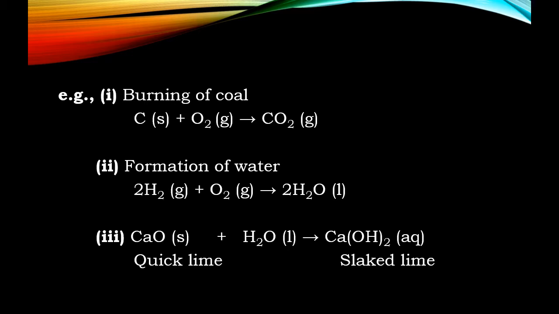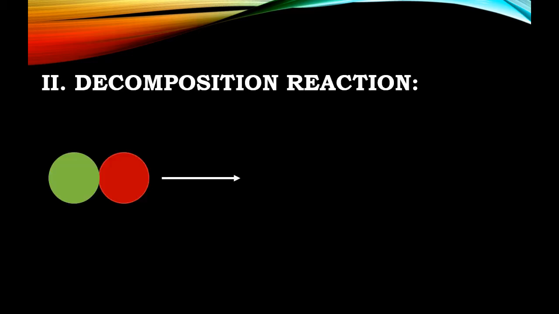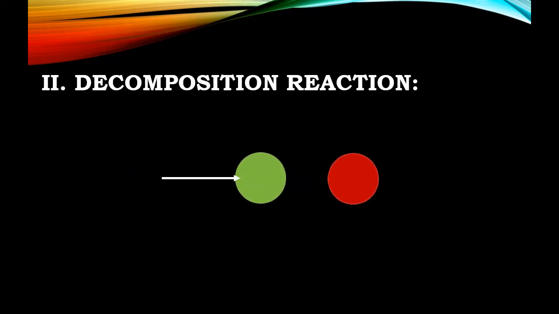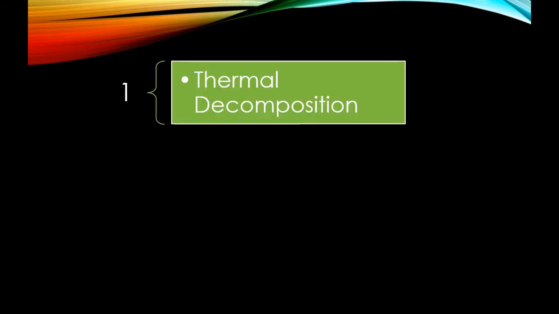Now let's talk about the second type of chemical reaction, that is decomposition reaction. What is decomposition reaction? The chemical reaction in which a compound splits into two or more simple substances is called decomposition reaction. Decomposition reactions are basically of three types. The first one is thermal decomposition reaction. When a chemical compound decomposes on heating so as to form two or more substances, then the chemical reaction is called thermal decomposition reaction.